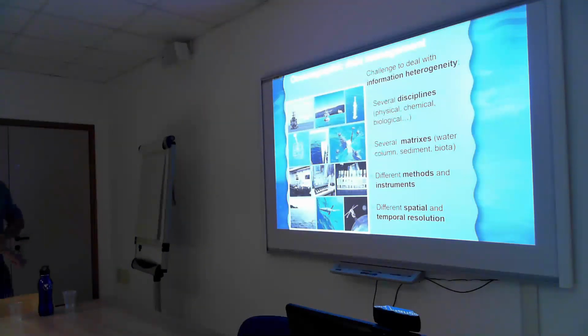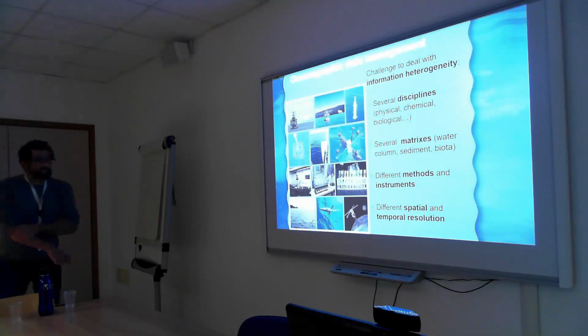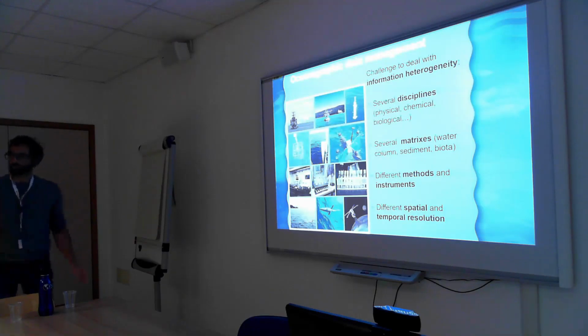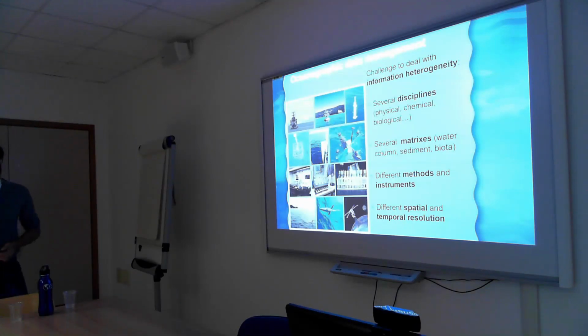The challenge of oceanographic data management is a challenge of heterogeneity of information. We are dealing with several kinds of data, for example, several disciplines like physical data, chemical, biological, several matrices: water column, sediment, biota, different methods of measurement, different instruments, different spatial and temporal resolution.